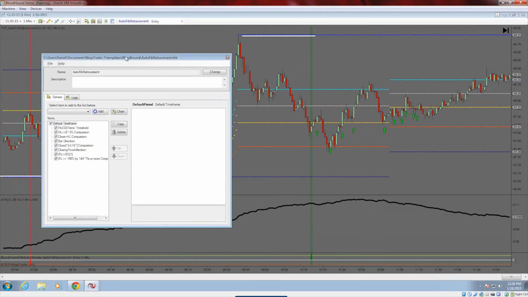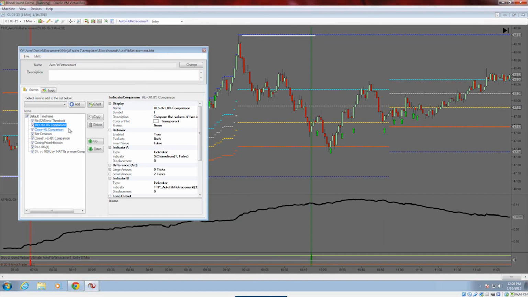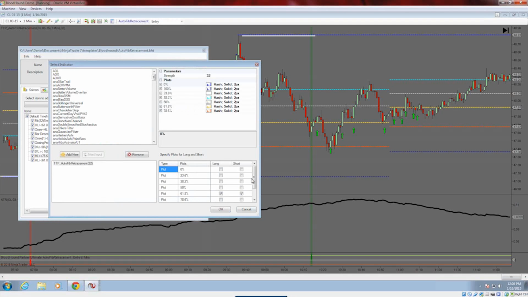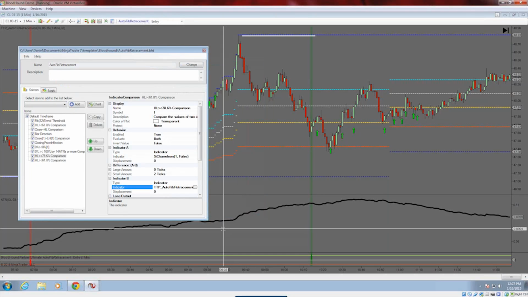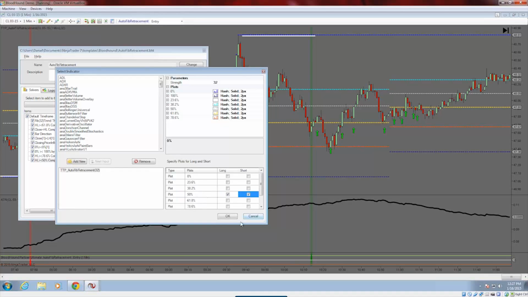So let's add in the 78.6. This is the high and the low to the 61.8, so I'm just going to copy that. Copy it twice, actually. And we'll set one to the 78.6, and I'll set another one to the 50, because I know a lot of you will want to use the 50 as well. So we'll set this one to the 50. And there we go.